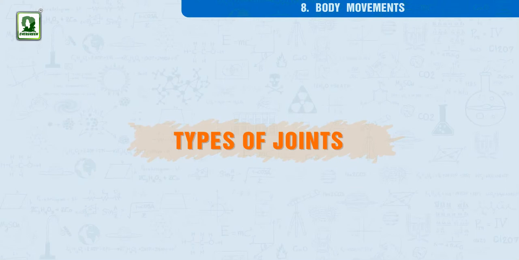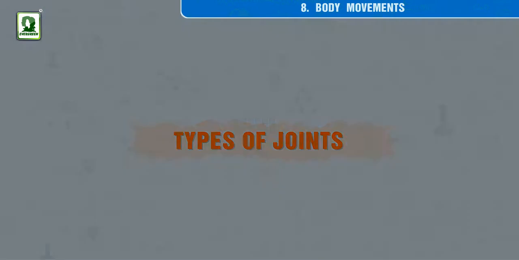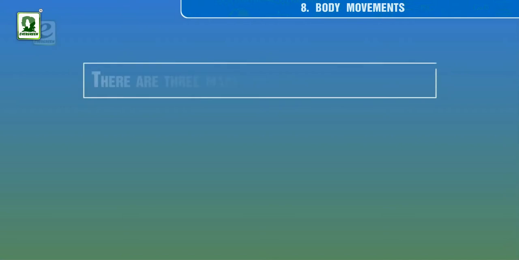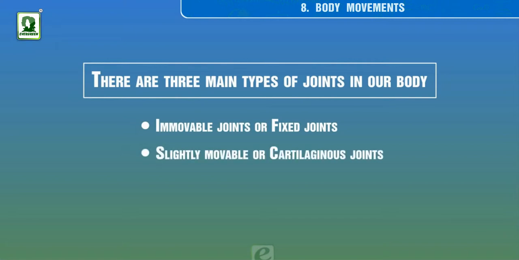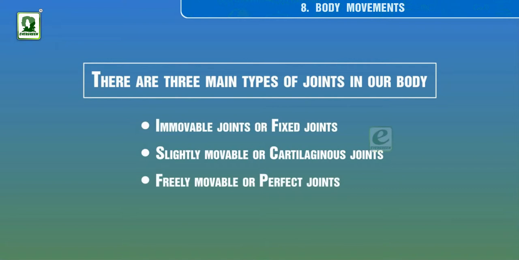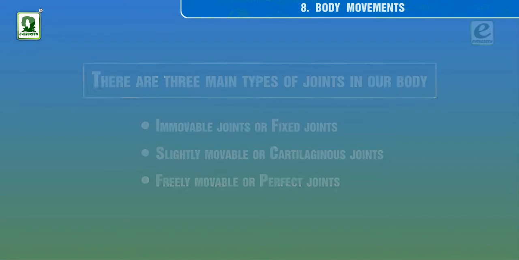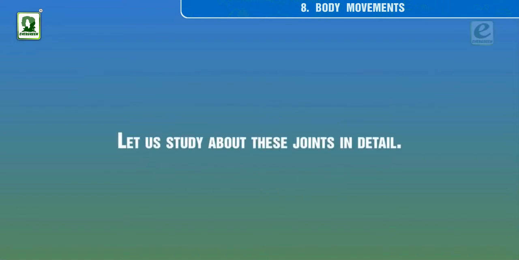Types of joints. There are three main types of joints in our body: immovable joints or fixed joints, slightly movable joints or cartilaginous joints, freely movable or perfect joints. Let us study about these joints in detail.